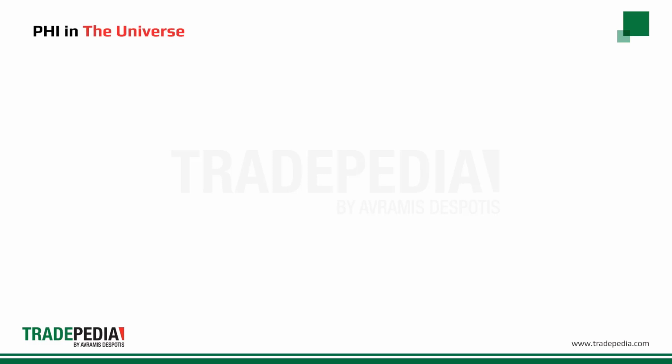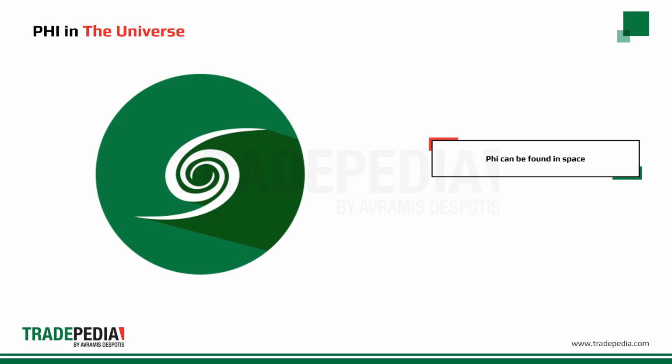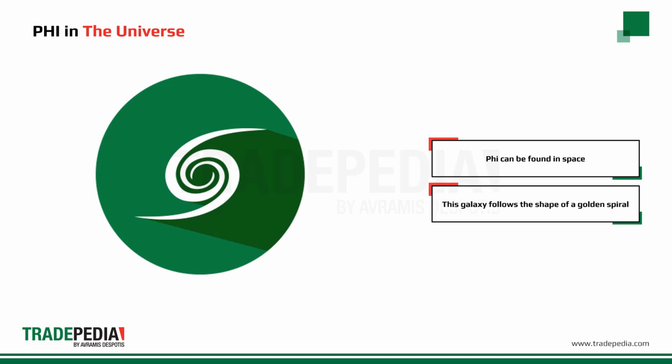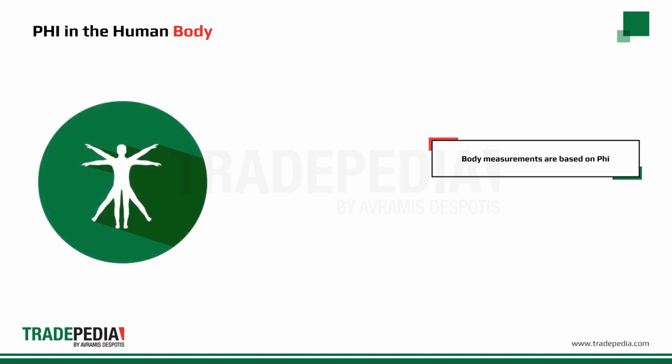Where else do we find phi? Phi can be found in space. The galaxy follows the shape of a golden spiral. The human bodies that are considered perfect by other people are symmetrical based on phi. That means if you measure the distance from the floor to the belly button, and it is 1 meter, then from the belly button to the top of the head is 0.618 meter. This is the perfect body.